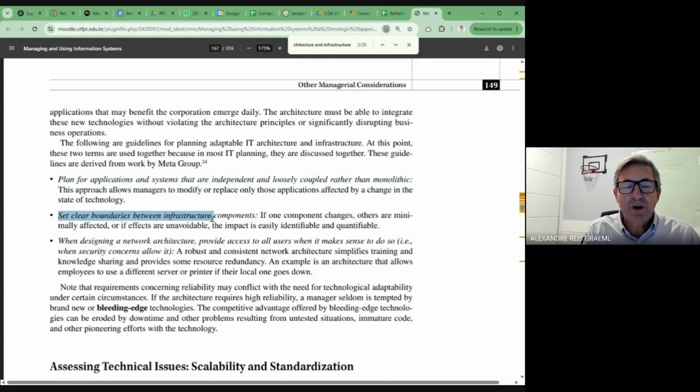Set clear boundaries between infrastructure components. Here we're talking about interfaces. Again, if I want to have a modular infrastructure, boundaries are very important, because later I can just change parts or modules if those interfaces are well defined. And a robust and consistent network architecture simplifies training and knowledge sharing and provides some redundancy also, right? Some resource redundancy also.